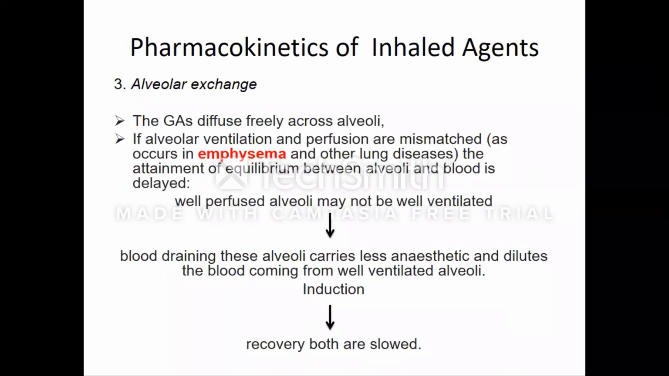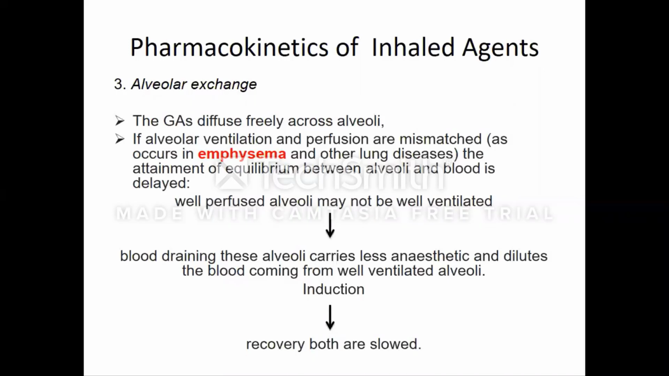The third point is alveolar exchange. Okay, your anesthetic has reached the lungs. The general anesthetic usually diffuses freely across the alveoli, and if the alveolar ventilation and perfusion rates are normal, there is no problem. But if there is a mismatch between ventilation and perfusion, say the ventilation is normal but pathological changes have occurred across the alveolar wall, which is covered with a capillary network and determines the rate of perfusion of the alveoli, as happens in emphysema, then attainment of equilibrium between the alveoli and the blood will be delayed.